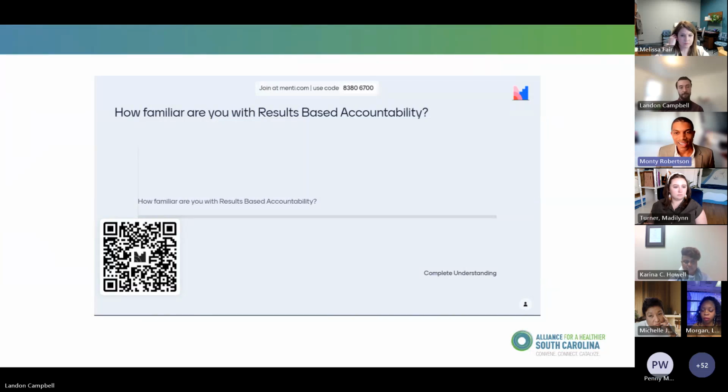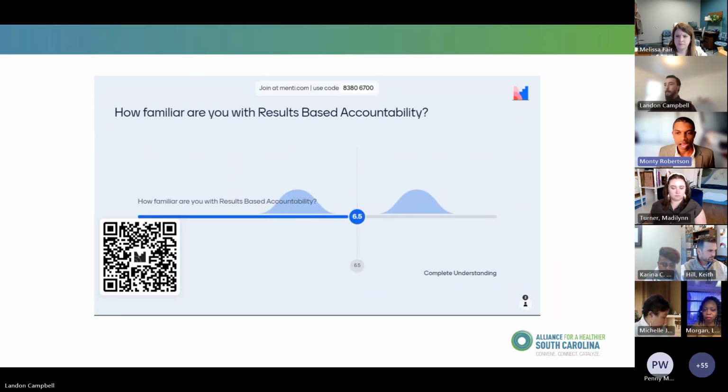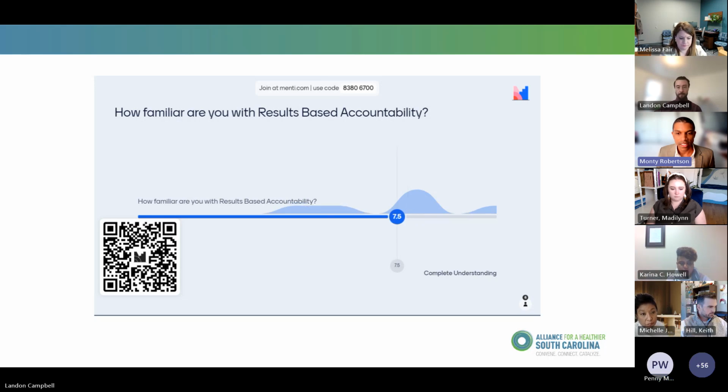Mentimeter question. So we want to know, how familiar are you with results-based accountability? If you're not familiar with it at all, then that's probably going to be a 0 rating. If you're pretty familiar with it, then you're probably higher on the scale of familiarity with RBA. So take the time to scan the QR code and let us know how familiar you are with results-based accountability. We'll just give that a second.